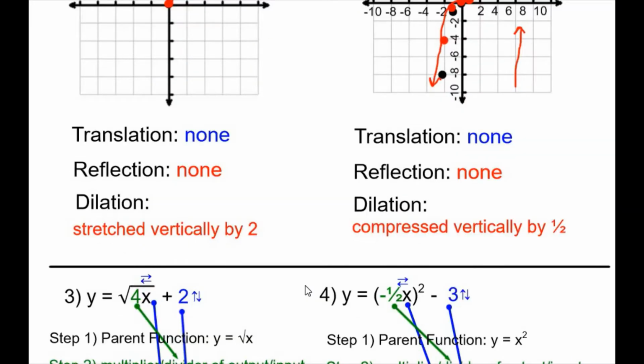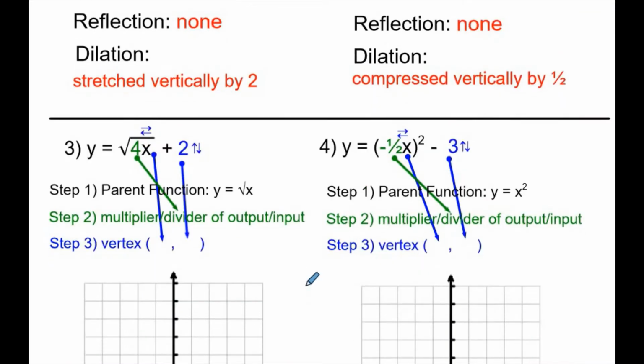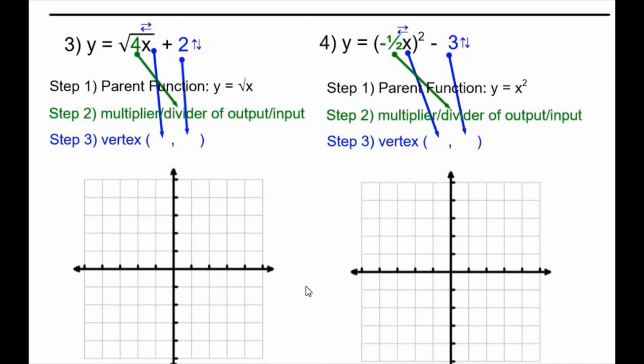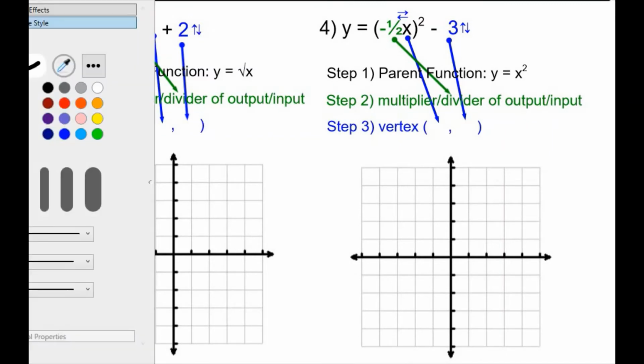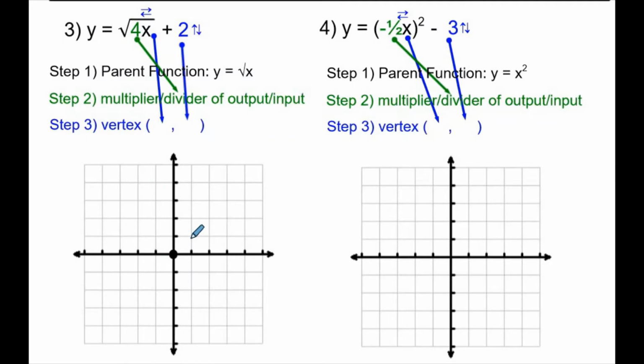All right, let's take a look at 2 more examples where I did throw in a little bit of a vertex change as well. So for the first one, we see the square root. Step 1 is to draw the parent function of the square root, which is 0, 0. The square root of 1 is 1. The square root of 2, I don't know. The square root of 3, I don't know. But the square root of 4 is 2. And again, the next one would be 9, 3, which would be over here, which is irrelevant.